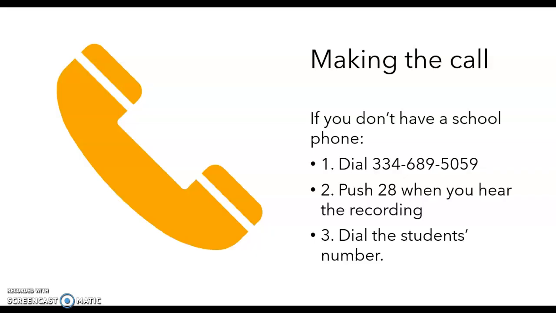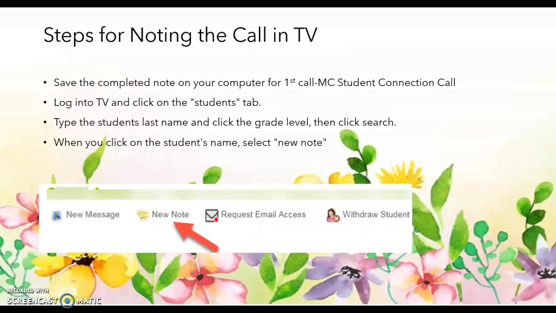When you make the phone call, if you do not have a school phone, you can dial the 334-689-5059 number and push 28 when you hear the recording, and then dial the student's number. This keeps them from having your personal cell phone, which I'm sure you would prefer they didn't have. So this is a great tool to have and to know that you can still go ahead and make those calls if you have not received that phone yet.